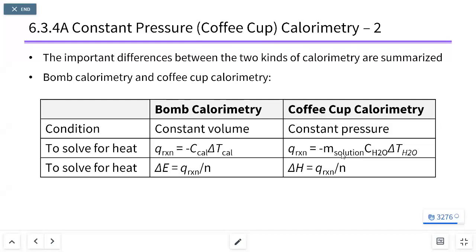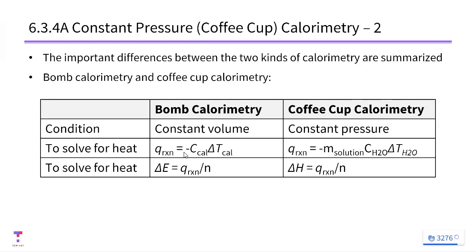In coffee cups, we're using the more traditional MC delta T. Notice though that in both cases, we're using the negative sign for both of them. And why are we using the negative sign for both of them? Because again, the calorimeter is surroundings, not system.